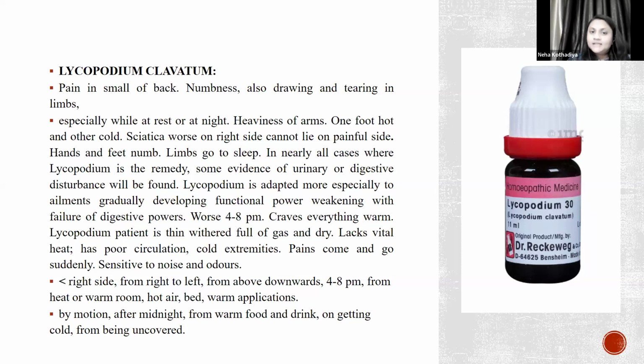Sciatica worse on the right side. As we all know, lycopodium is a right-sided medicine. So the sciatica here is right-sided and limbs go to sleep in all the cases. There is a numbing type of sensation, a tingling type of sensation present in the sciatica. Pain is also in the lumbar region, in the small of the back. Numbness, also drawing and tearing in the limbs, especially while at rest or at night, which is aggravated from the right side to the left side, and from above downwards.